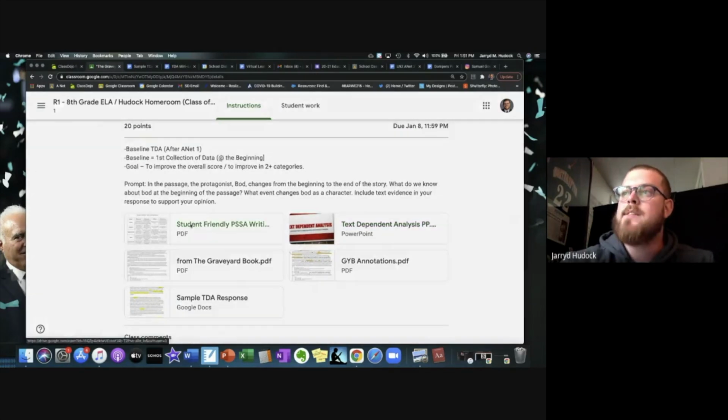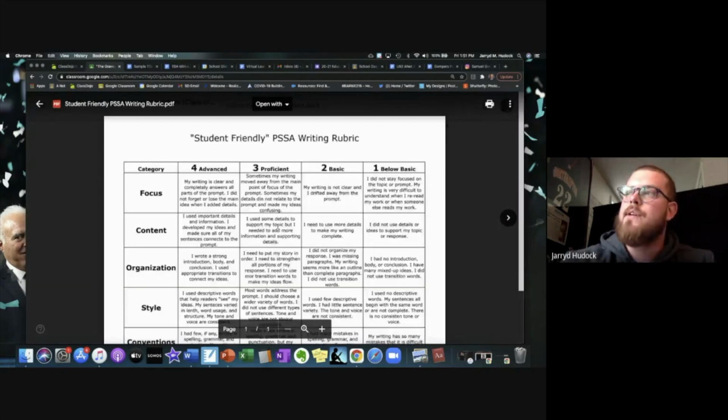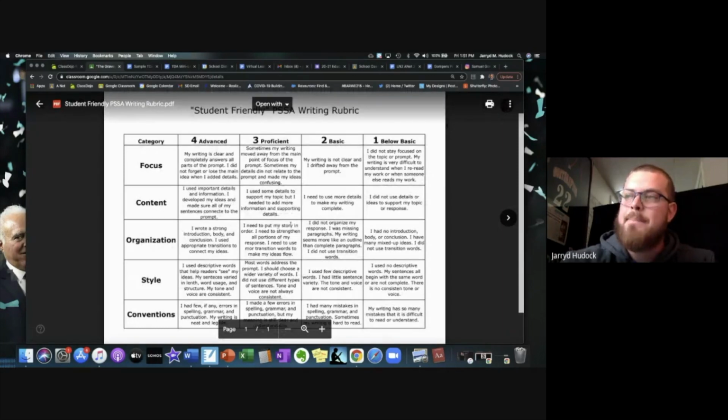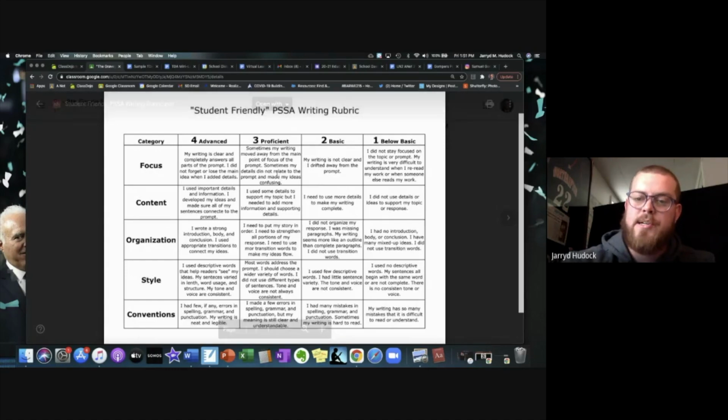And I always post a student-friendly version of the PSSA rubric so that they have these words in their mind, and the description of how to get what is a little bit simpler to understand for students. So I also go through that.